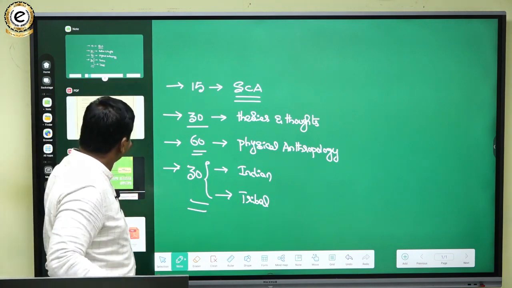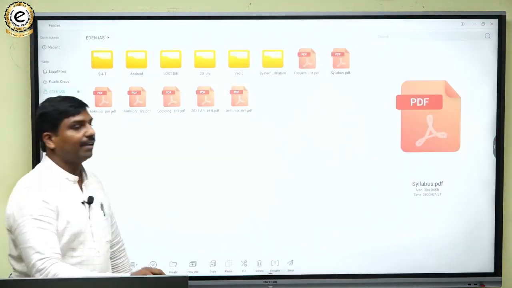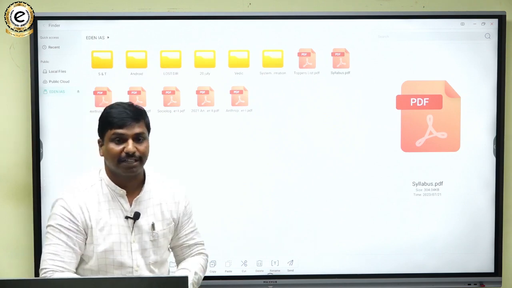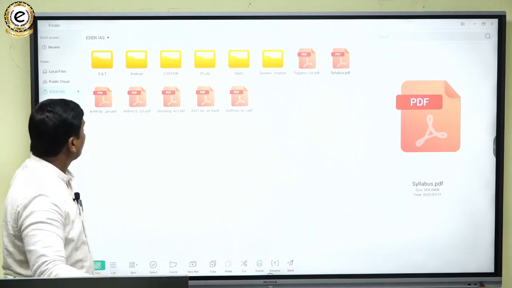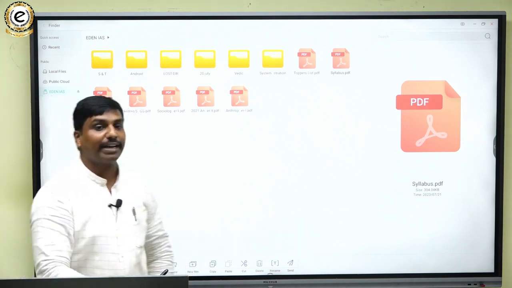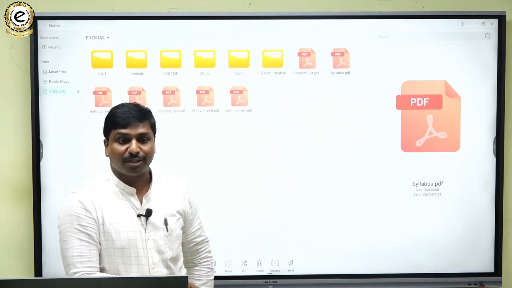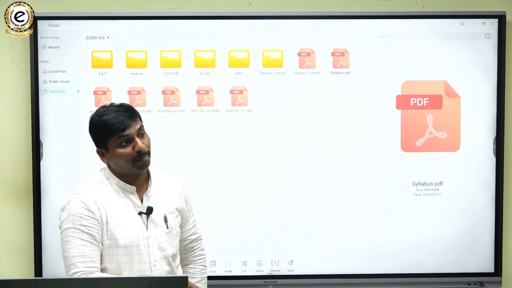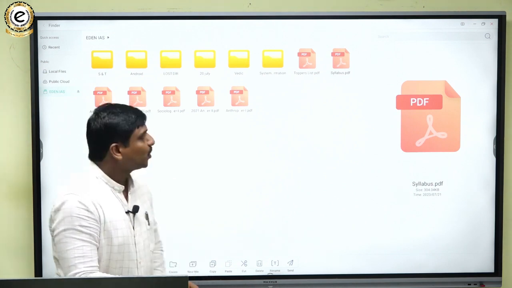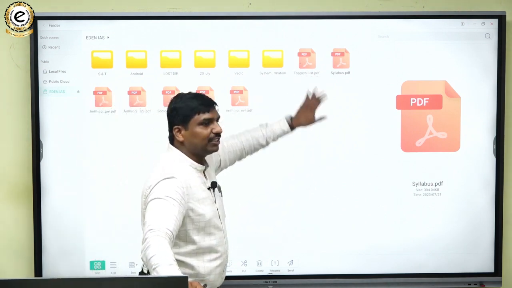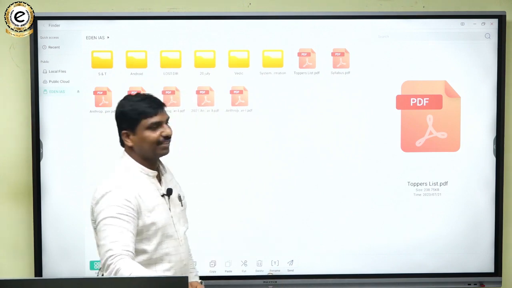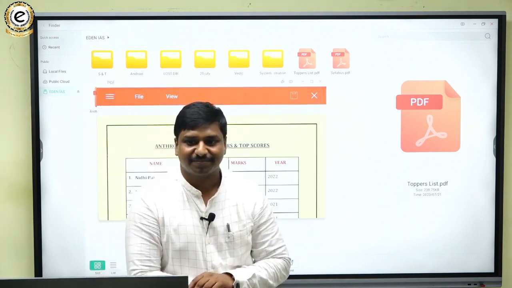Then, like we were talking about, success rate and marks. As I was saying, anthropology is one subject which gives you the best marks. Can you guess what would be the top marks in any optional subject that anyone might have got?